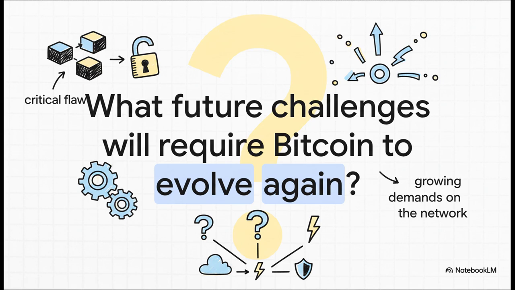It fixed a critical flaw from its past, but in doing so, it opened up a huge door to its future. As the demands on the network keep growing, it really gets you thinking, right? What new challenges are out there that will force Bitcoin to evolve all over again? And what in the world will that evolution look like?